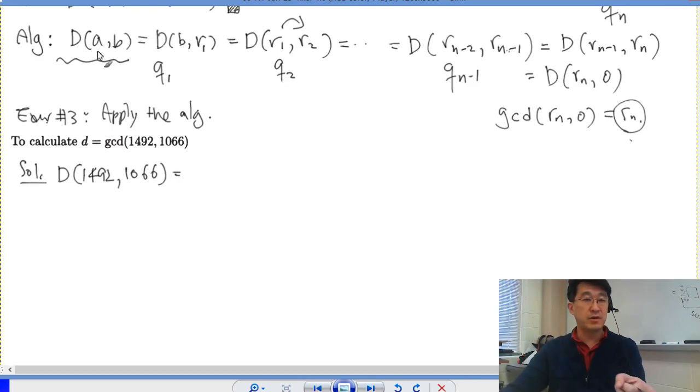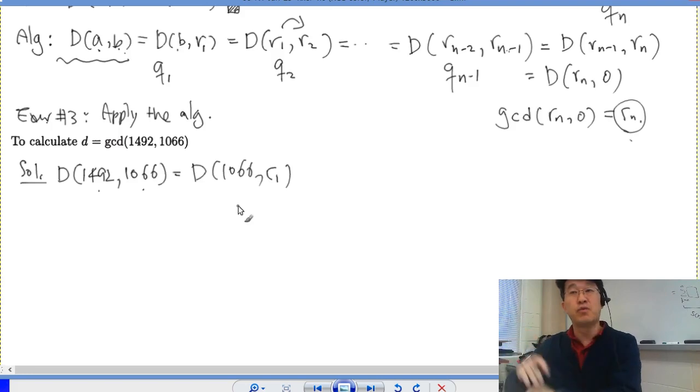No, I want you to look at your algorithm. It starts from A and B. That's A and B, right? I just copy the B there, so I give you that. You see that? What is R1? It's the remainder of 1492 when divided by 1066. Yeah, that remainder goes there, and then repeat that over and over.